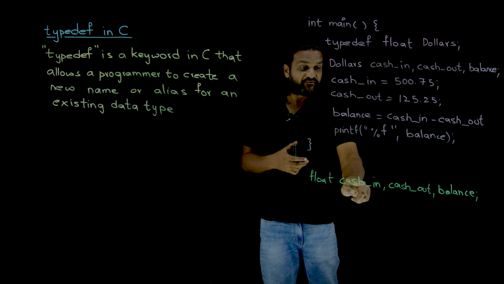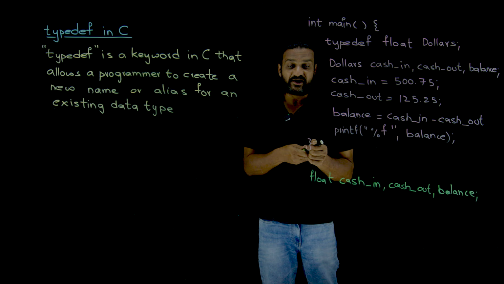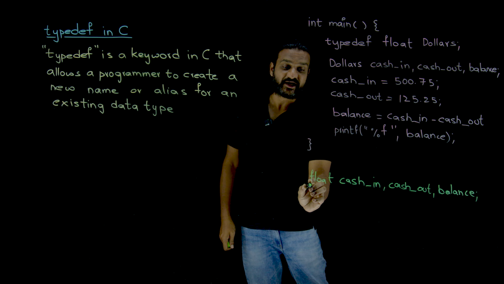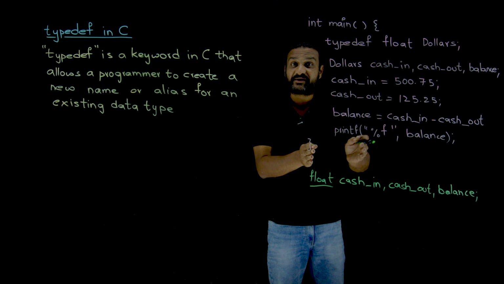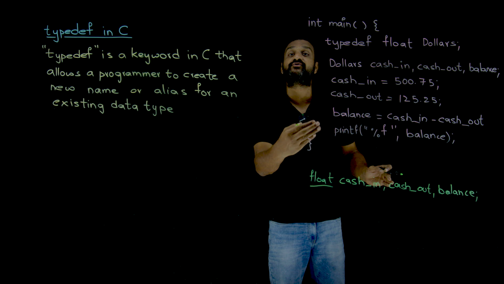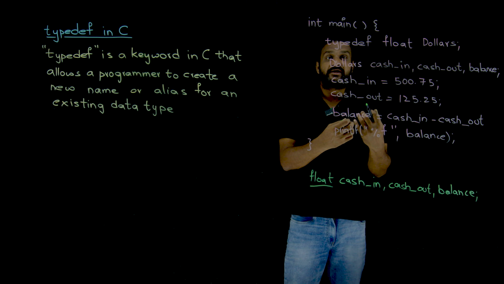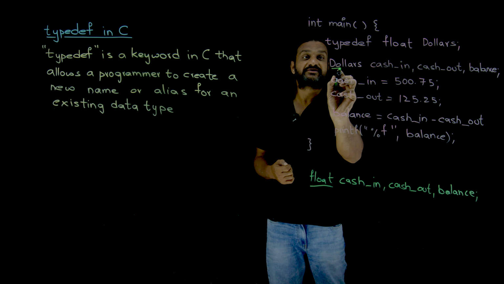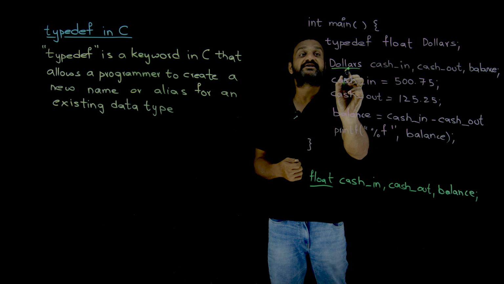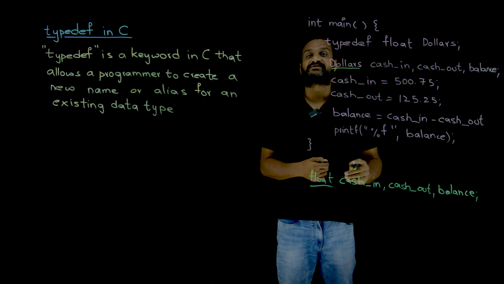Previously, this is how we used to create variables. These are the declarations we are used to. Here I am using float: cash in, cash out, and balance. Three variables are created of type float. Now the new name that is provided for float is dollars. Using this dollars, I am creating three variables: cash in, cash out, and balance.